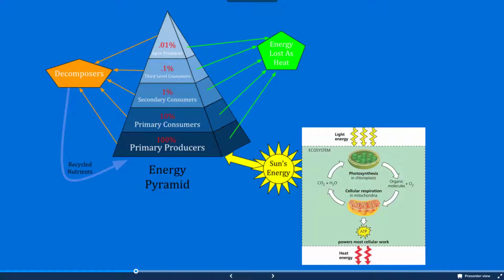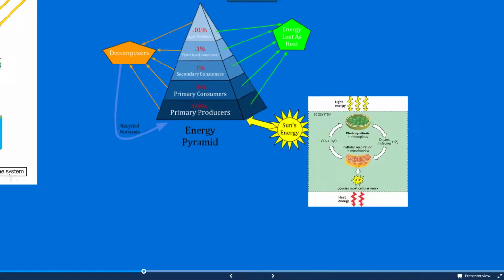So that's why we have this overall decrease in the amount of energy that transfers from one trophic level to the next. It's also important to note in this figure, in this pyramid, that we have these decomposers that are utilizing the energy, but they're also recycling nutrients and introducing that back into the system for those primary producers to use. And that gets us into a little bit more about nutrient cycling.